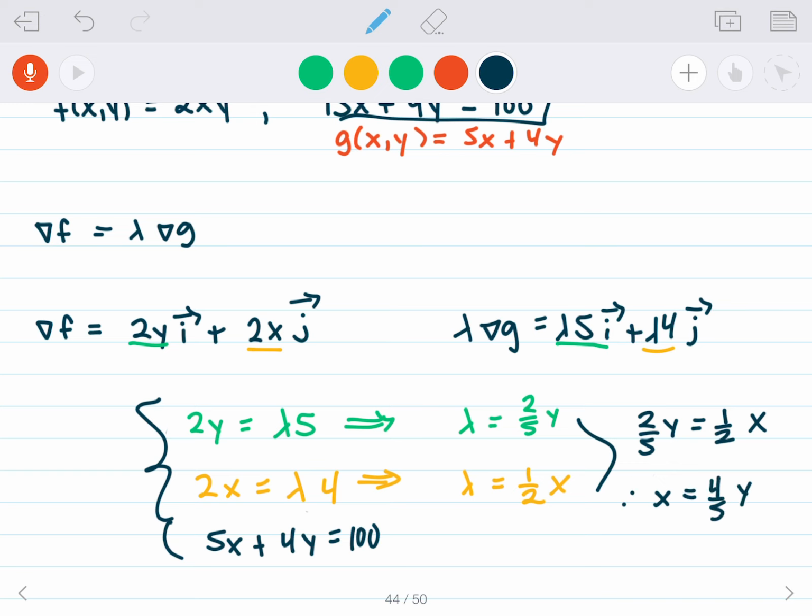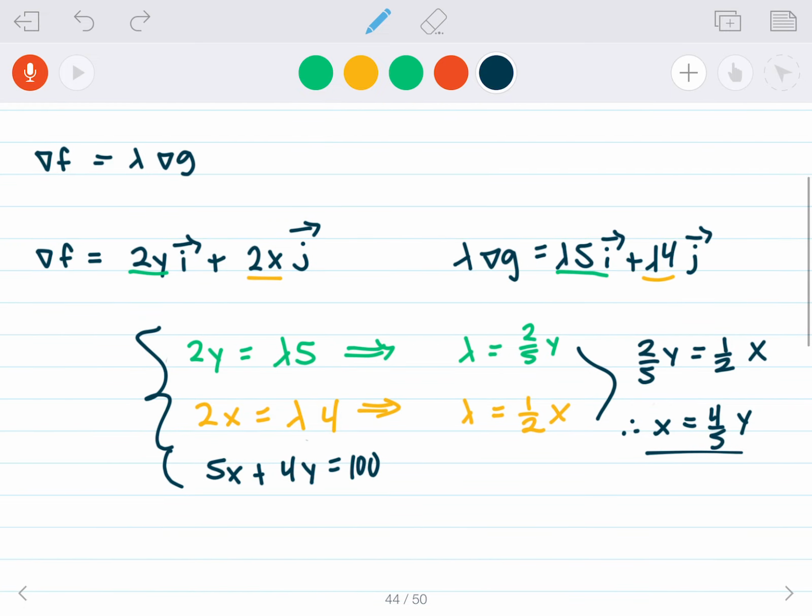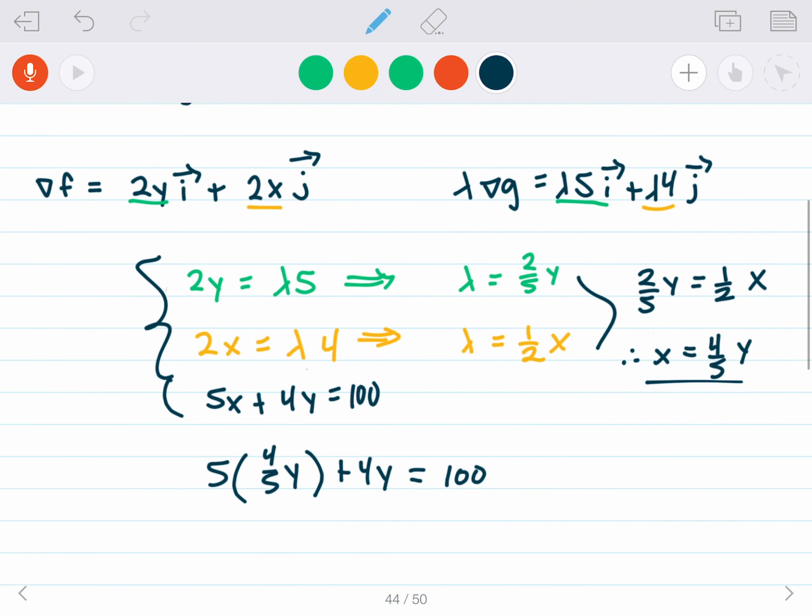So that's my relation. Now that we know that x is 4/5 y, we can plug that in here. So we get 5 times 4/5 y plus 4y equals 100. So then we get 4y plus 4y equals 100. So 8y equals 100.